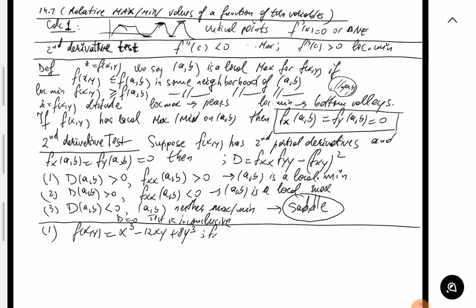We're going to need partial x first. Let's start here from the left side. So partial x is 3x squared minus 12y, and that's it. Partial y is minus 12x plus 24y squared. We're going to need the second order partial derivatives later, so let's write them down here on the top. Partial x twice is 6x. Partial y twice is 48y.